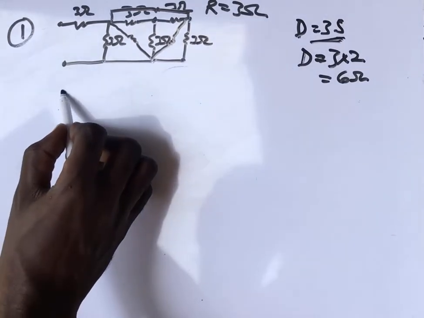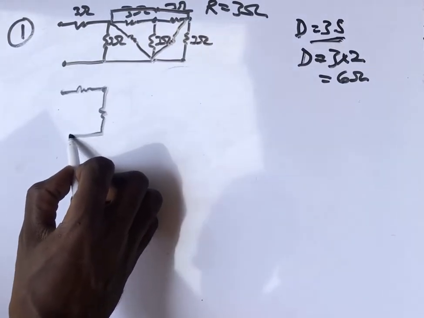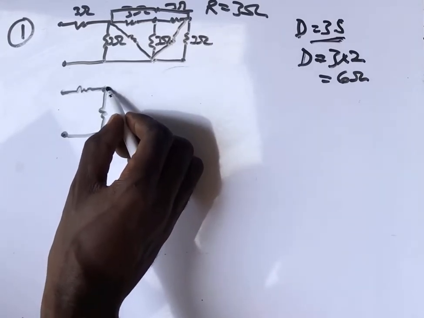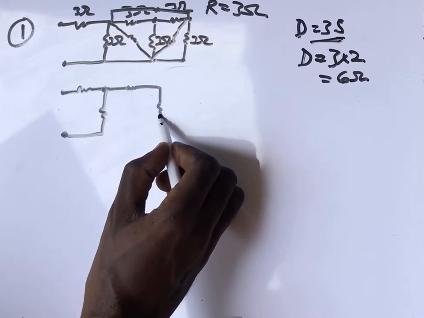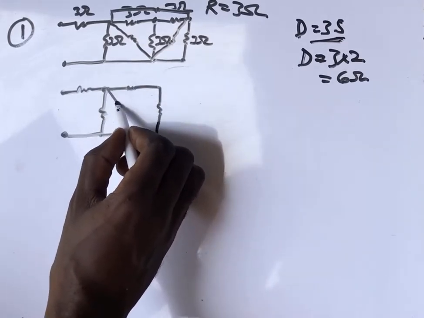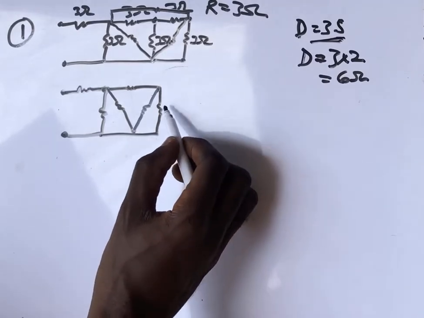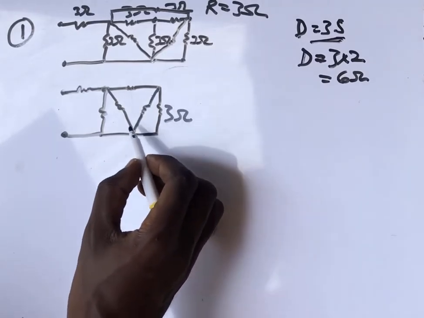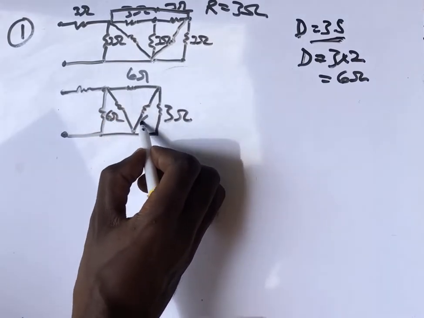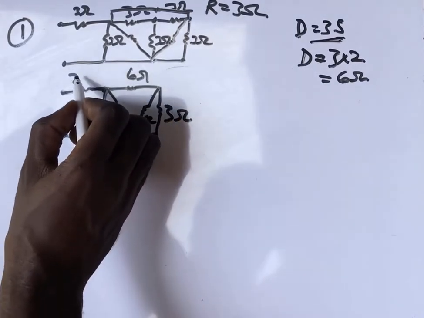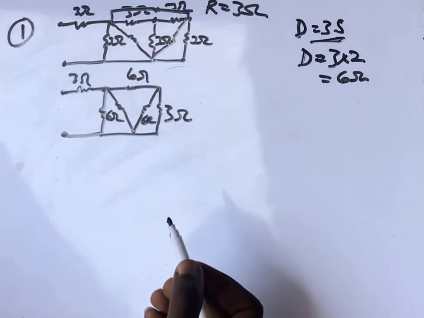So this is how the circuit will look like. Then we have this, this, right, and then that. So this is 3 ohm, but this is 6 ohm. 6 ohm, and then 6 ohm, this is 3 ohm, right? So all we have to do is just do a simple calculation.